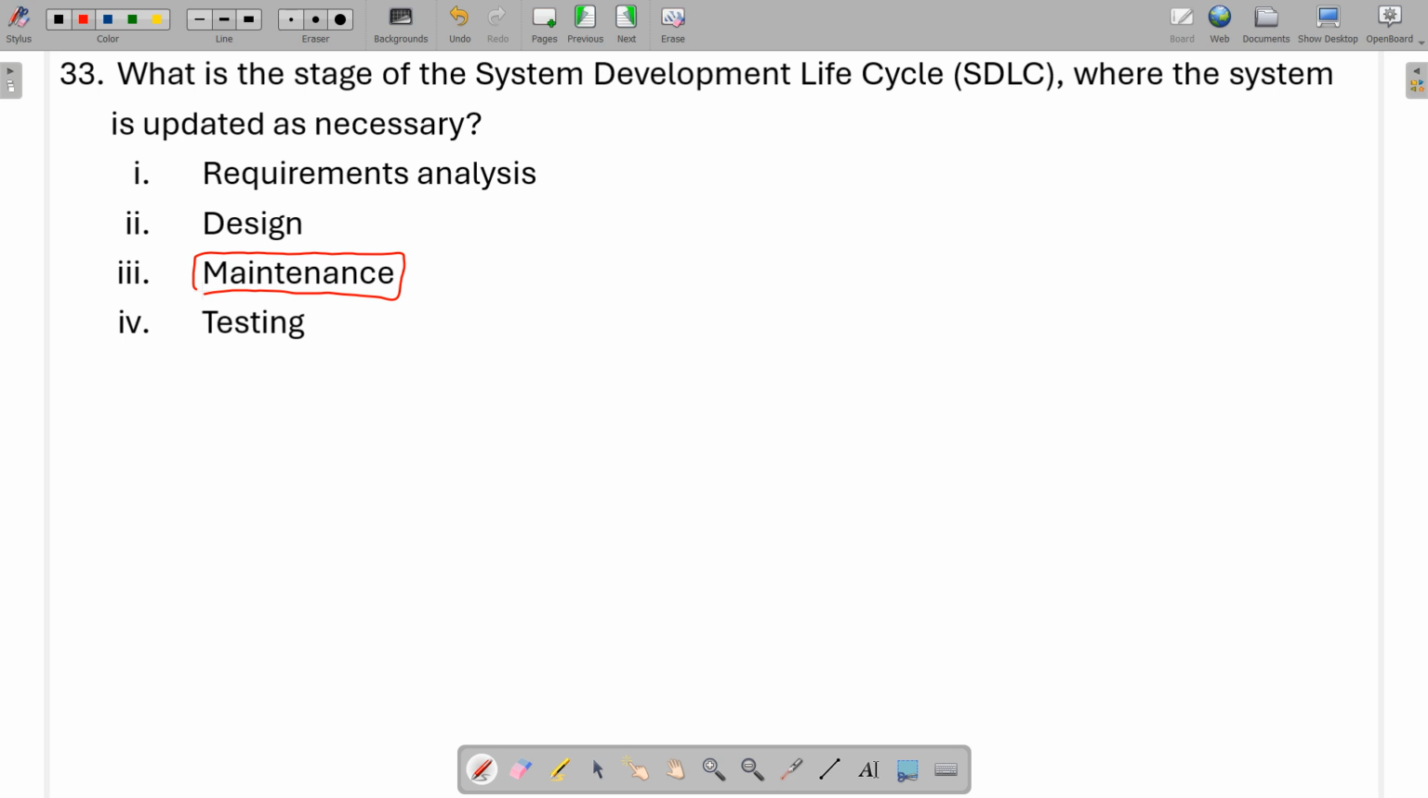If any new part needs to be added into the system, then the SDLC should go from the beginning until the end as another new development. So the updates can be carried out in the maintenance phase. So the third one is going to be the answer.